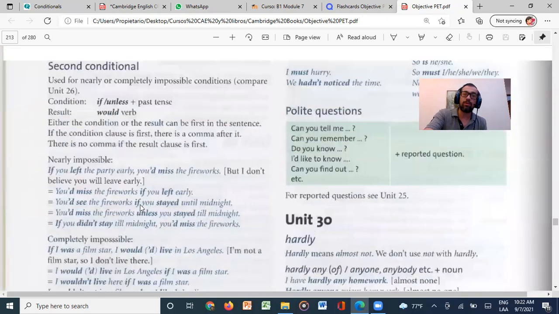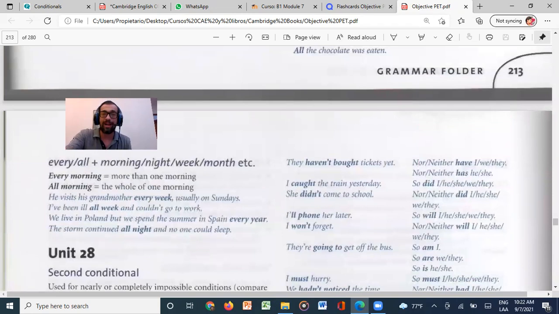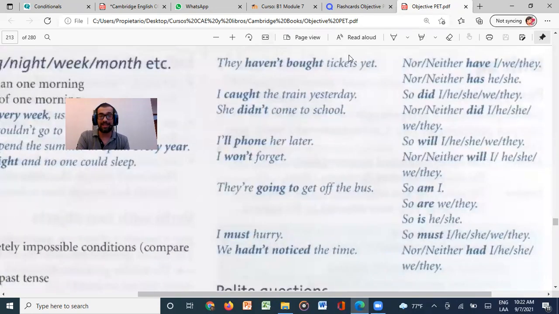Okay, let's go to another tense. If we're talking in the present perfect, but in negative, they haven't bought tickets yet, nor or neither have I, or we or they, or nor or neither has he or she. Past simple, if I say I caught the train yesterday, I use the auxiliary did. So did I, so did he, so did she, we or they, or nor neither did I, he or she, we or they.